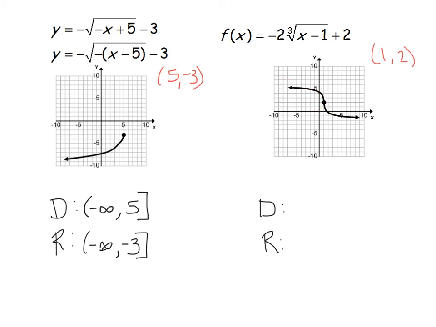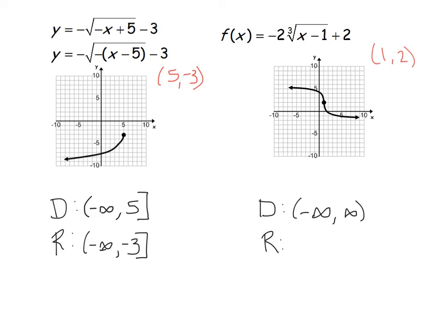Well, let's think for a second about our domain and our range for this cube root function. Domain, leftmost to rightmost. How far does it go towards the left? Well, infinitely to the left. How far does it go to the right? Well, infinitely to the right. So this is an example of when it goes from negative infinity to infinity.